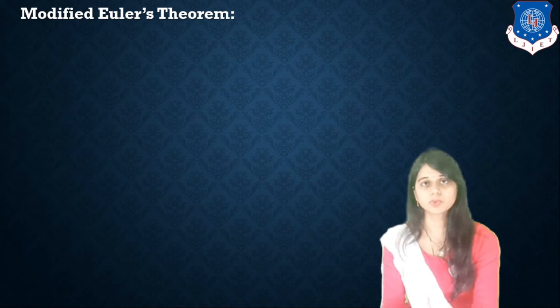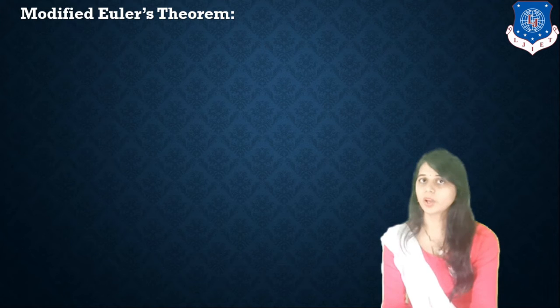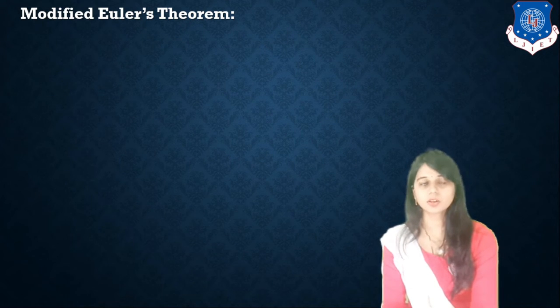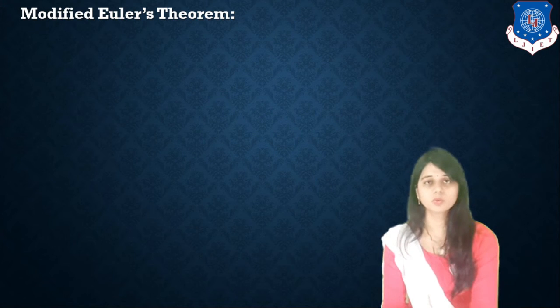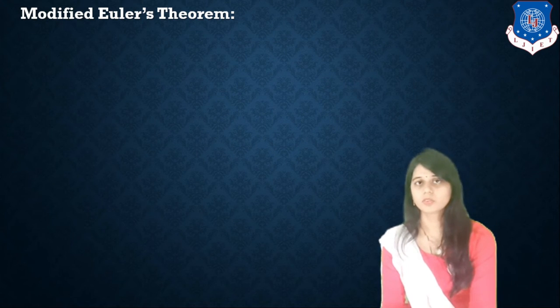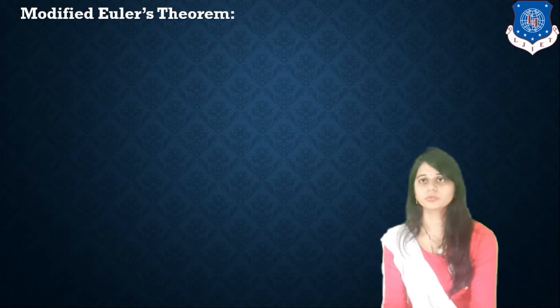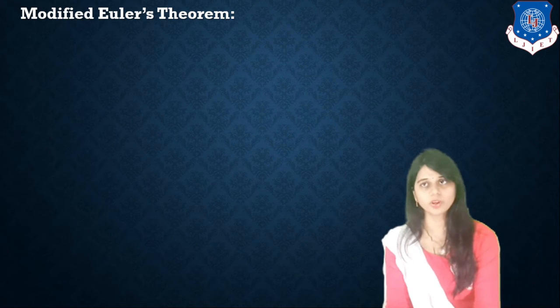x del u by del x plus y del u by del y equals nu, or x square del square u by del x square plus 2xy del square u by del x del y plus y square del square u by del y square, is our Euler's theorem. Now we are applying the modified Euler's theorem.